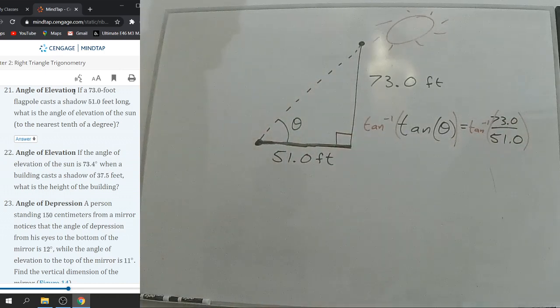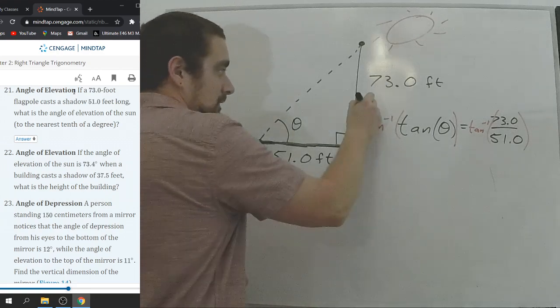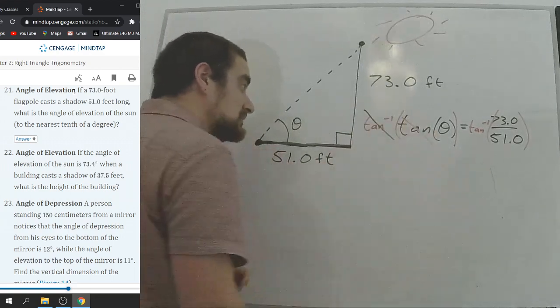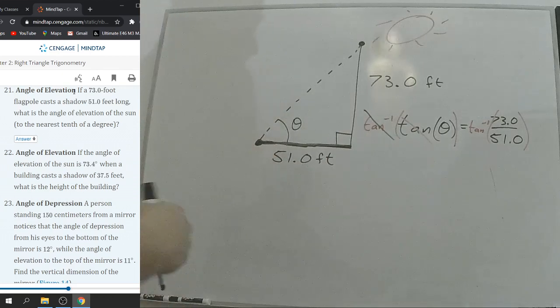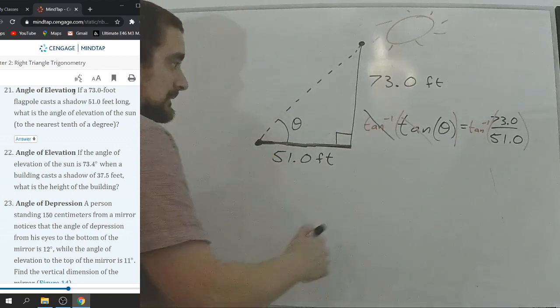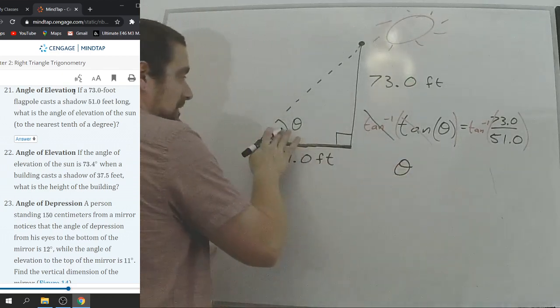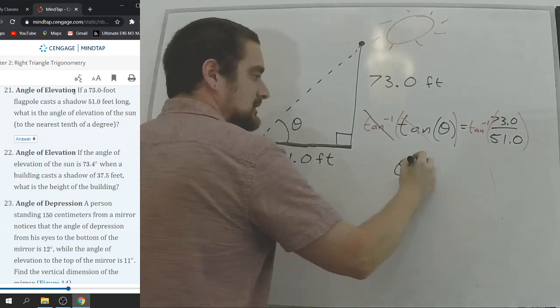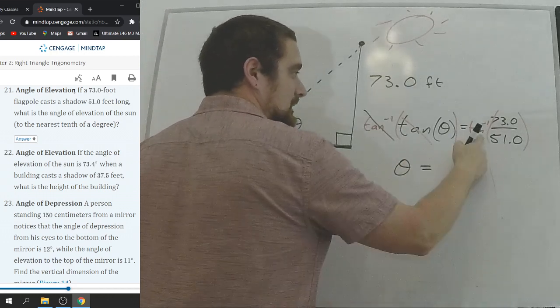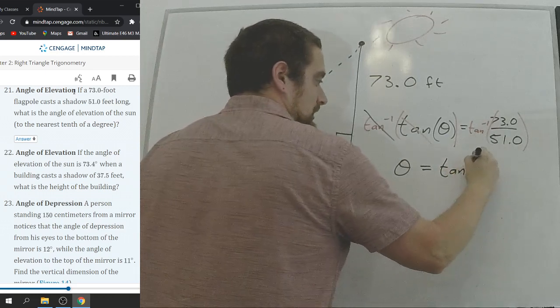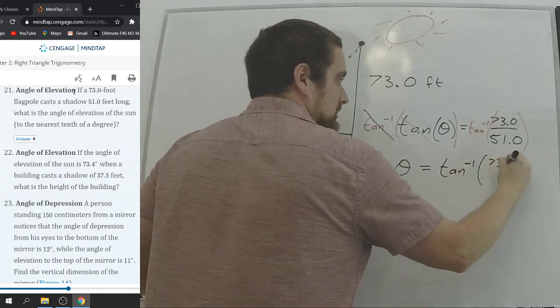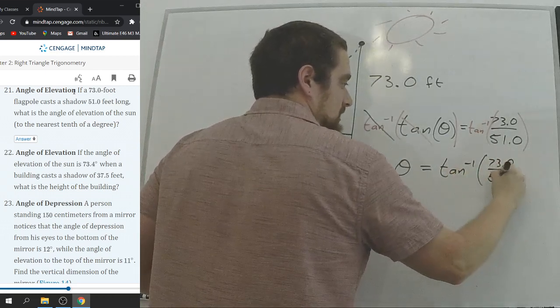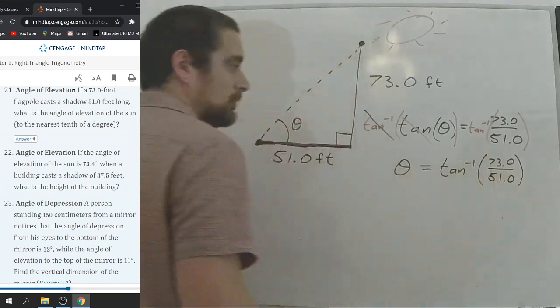Whatever I do on the left, I have to do on the right. So these need to match up. But the nice thing about doing tangent inverse of tangent is they cancel each other out and they return the argument theta back to me. And that's what I'm trying to solve. I want that angle. And again, it says to the nearest tenth, so we'll do that in the end. But we need to go to our calculator and type in tangent inverse of 73.0 over 51.0.